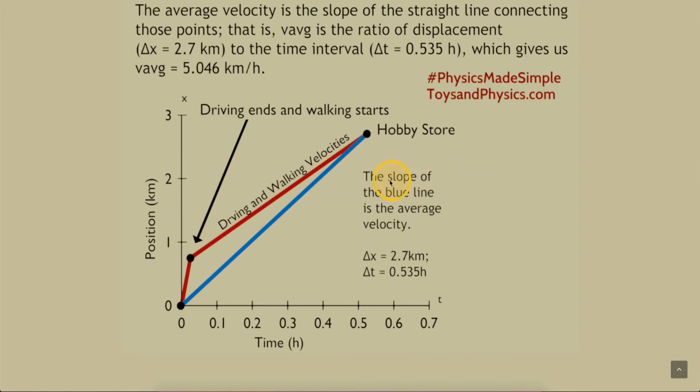Okay, so again, the slope of the blue line is the average velocity. It's just a ratio of these two quantities. And that's the kind of analysis you want to make with this type of graphics.